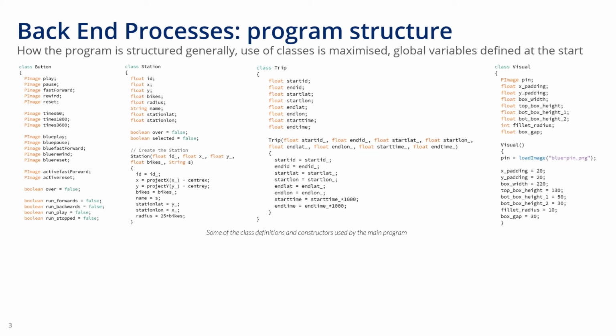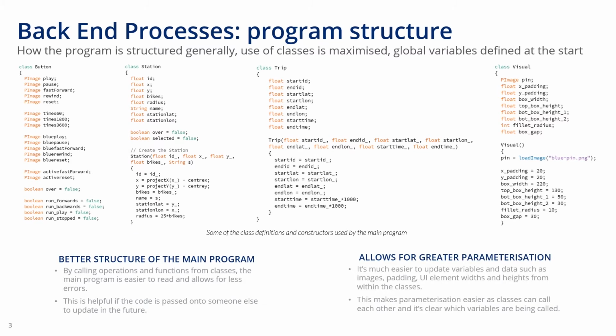All necessary global functions are defined at the start of the program, and some helper functions are also in the main program. However, use of classes was maximised wherever possible. By calling operations and functions from classes, the main program is easy to read and debug, and allows for fewer errors and better overall structure. This is helpful if the code is passed on to someone else to update in the future. By using classes, it's easier to keep track of and update variables such as images, padding widths, and UI element dimensions. This makes parameterization easier as classes can call each other and it's clear which variables are being called.